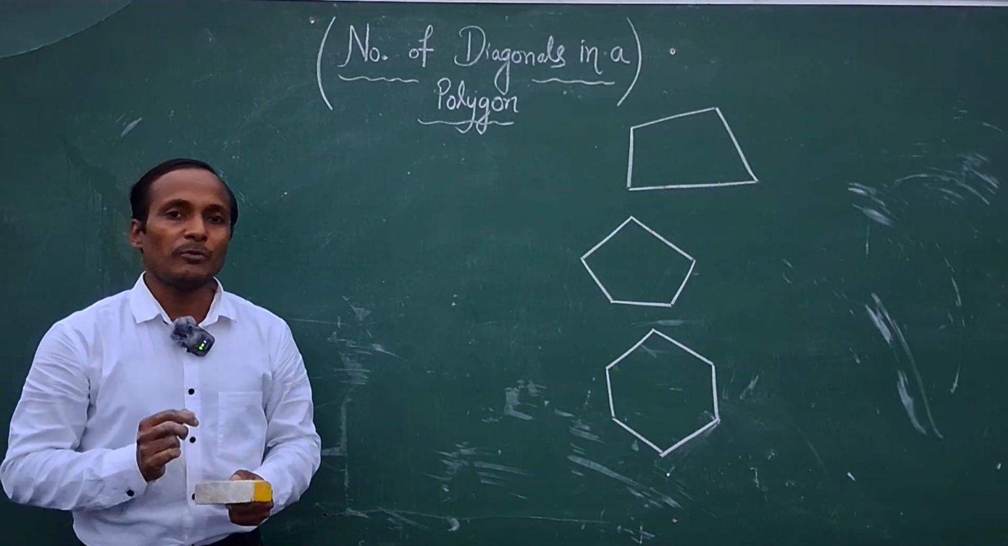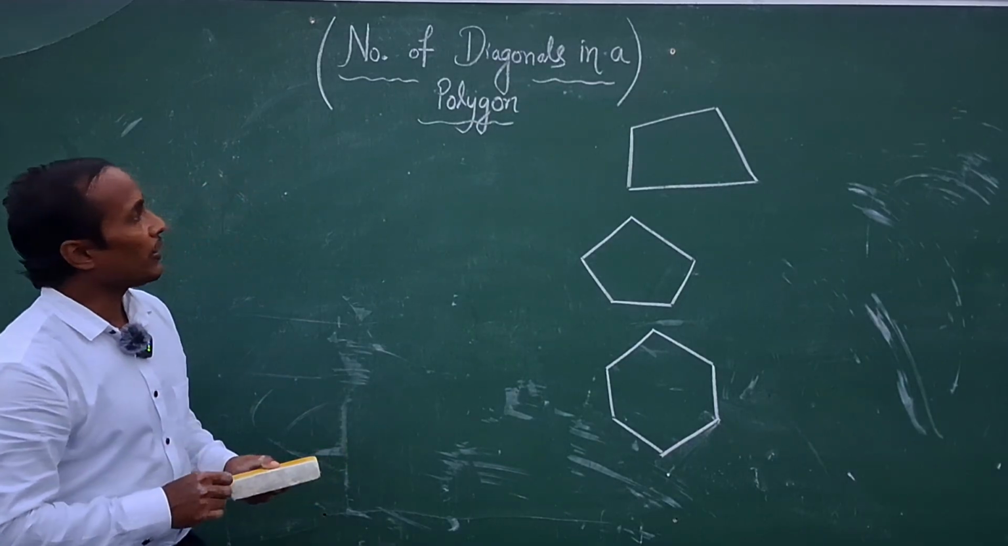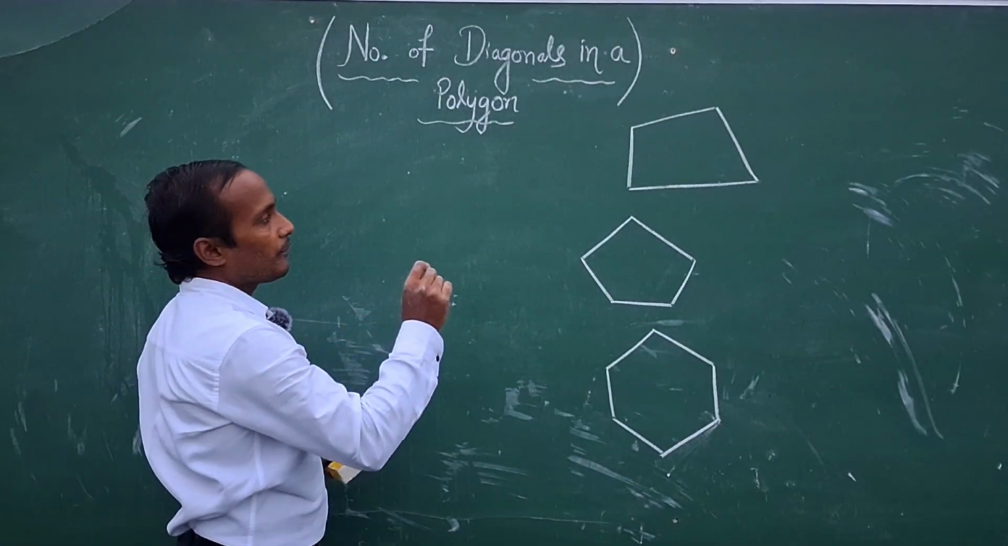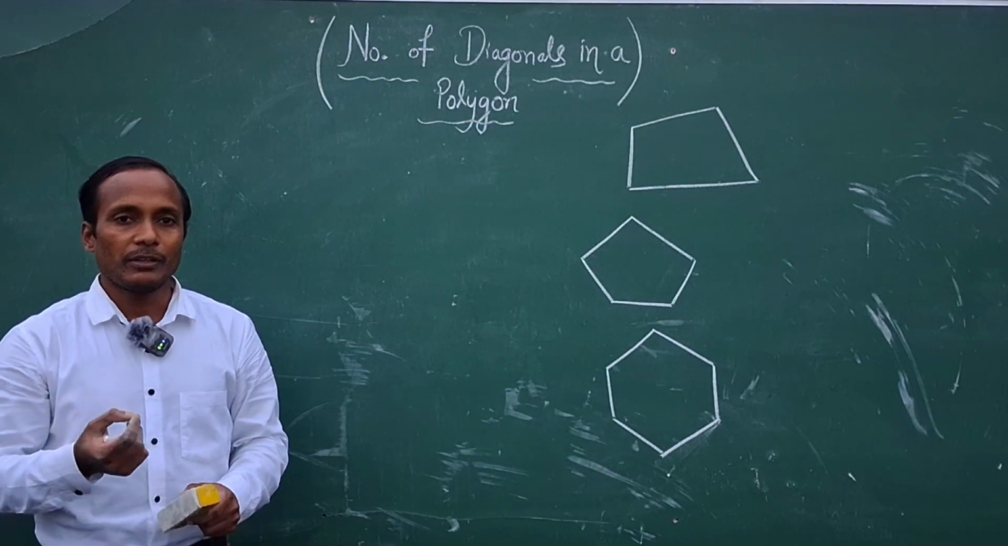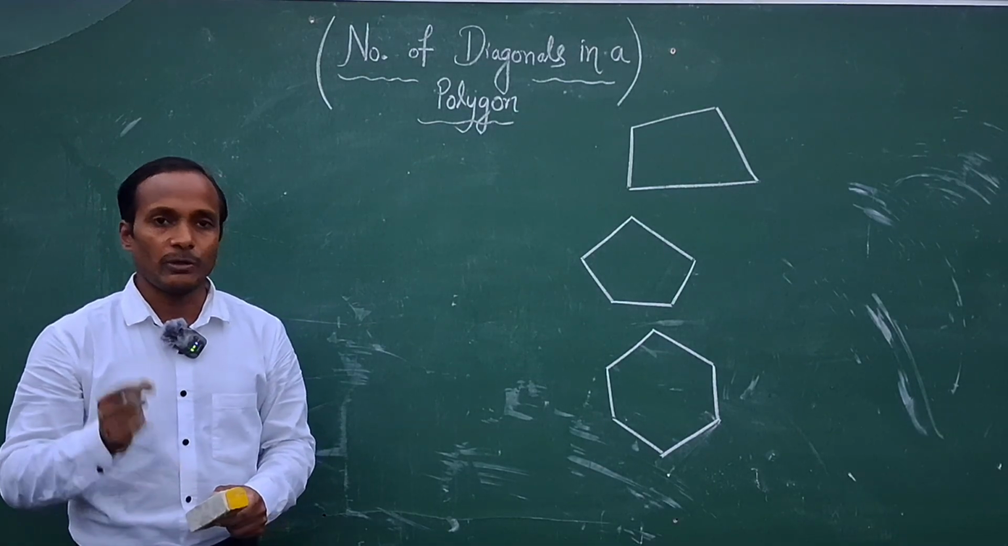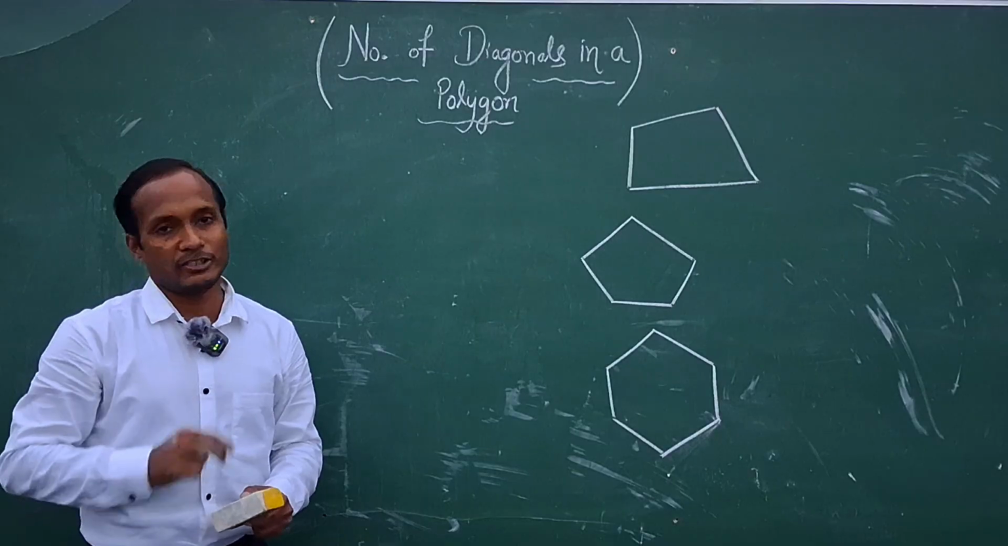First of all, what do you mean by diagonal? Diagonal means a line segment that joins two vertices of a polygon. But which kind of vertex? Two non-adjacent vertices, not adjacent vertices, two non-adjacent vertices.